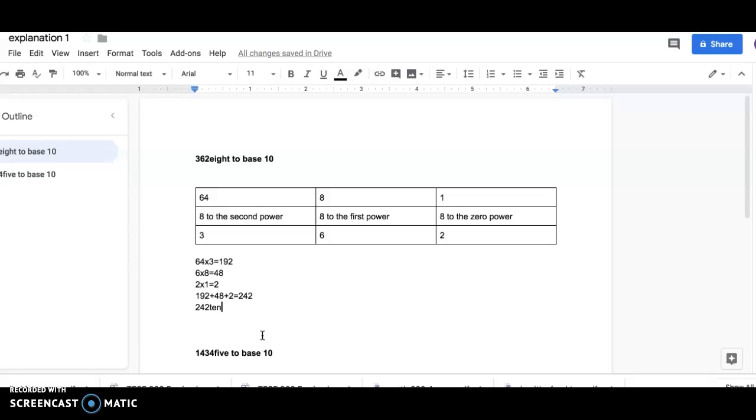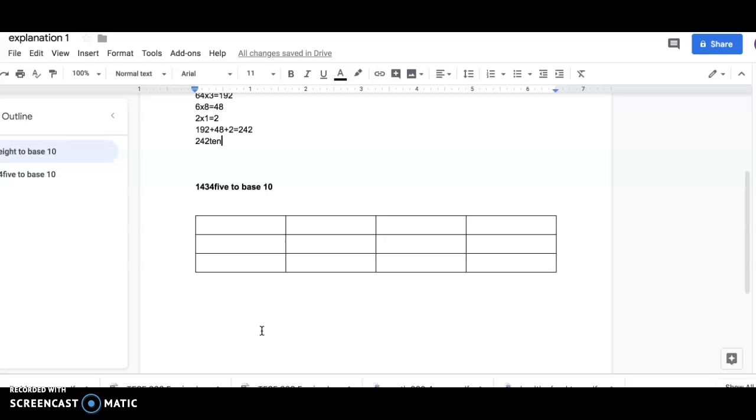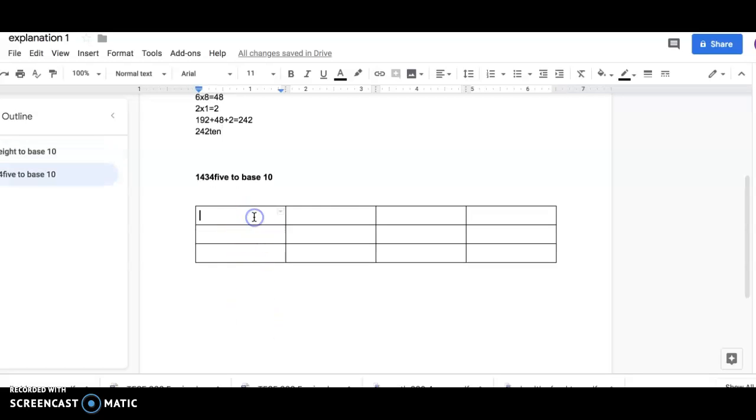Next, I will be converting 1434 base 5 to base 10. In our top row, we are going to write the number that we're converting: 1, 4, 3, 4. Then under that row, I'm going to write the place values. In base 5, the place values are 1, 5, 25, and 125.